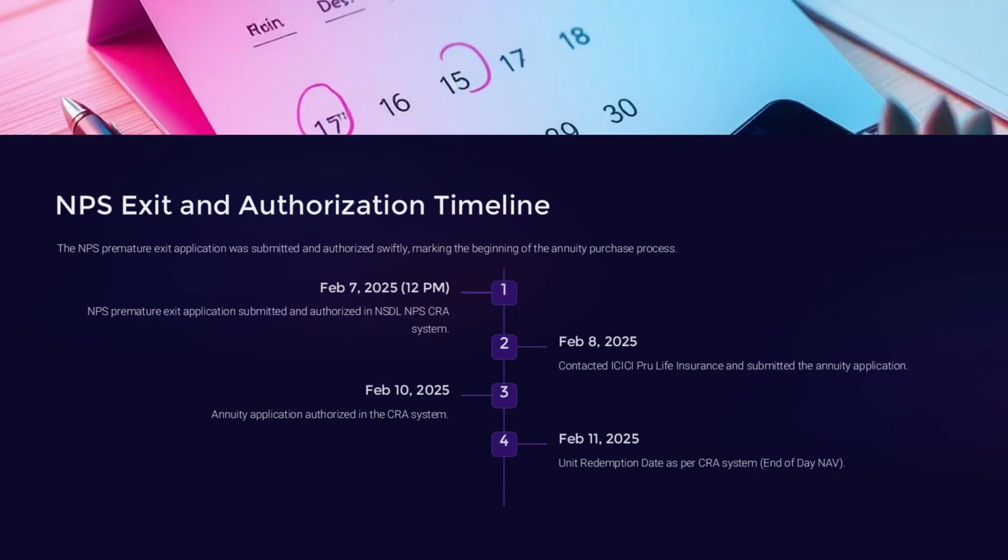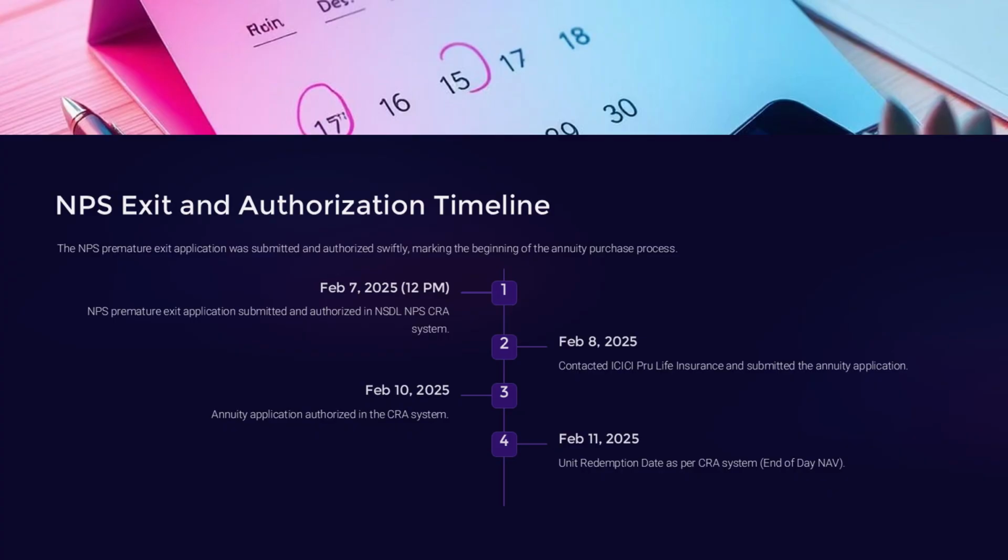Here's how the timeline played out. On February 7th, I submitted my NPS Exit request. It was approved the same day. On February 8th, I contacted ICICI Pru, and they guided me through the annuity application, which we completed the same day. By February 10th, the annuity was authorized in the CRA system.